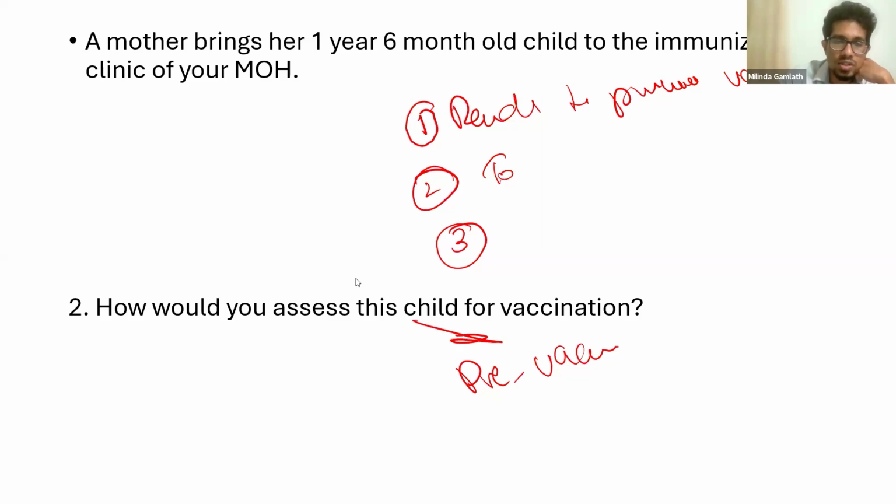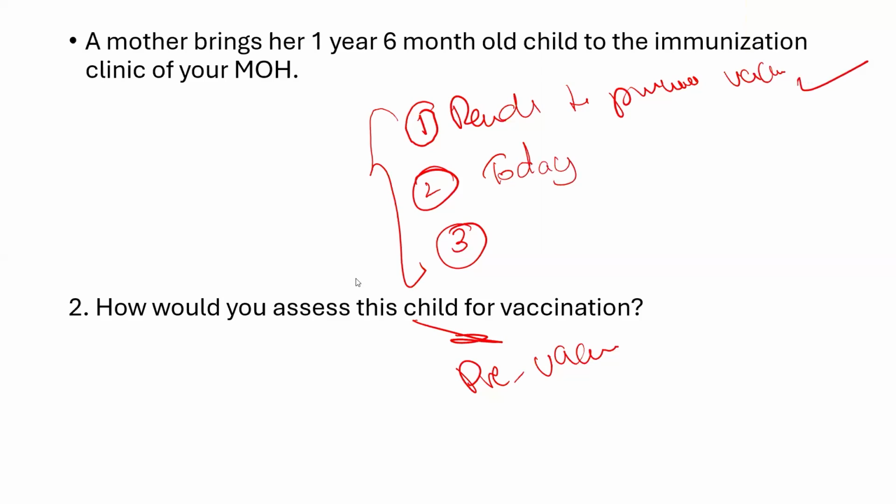So what are the key questions? There are three main questions that you would ask. One, you did correctly, right? Reactions to previous vaccination. That's fine. Other one? Others are like, is he having any fever or something acute at this time? How is the child today? Is she having a fever? Is she having any other illnesses?